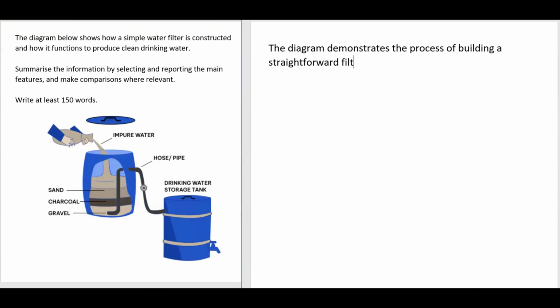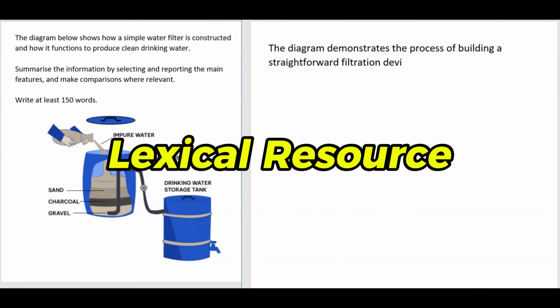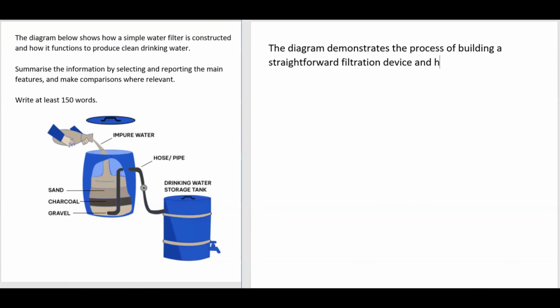Okay, filtration device. And how, or the way the device operates. So the word device is already mentioned. We're not going to repeat that. So we'll use a pronoun here. The way it operates to supply. So instead of produce, I'm using a different word. Supply.